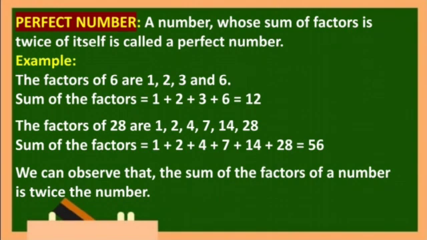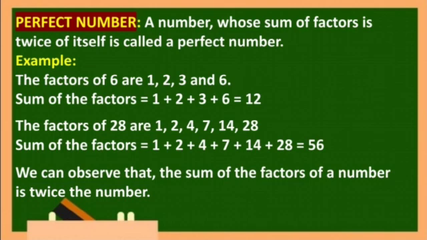What are the factors of 6? The factors of 6 are 1, 2, 3 and 6. When we find the sum of these factors, we get 12. 12 is 2 times 6, that is twice the given number. So, the sum of the factors of 6 is twice the given number. That is, 2 into 6 is 12. So, we say that 6 is a perfect number.